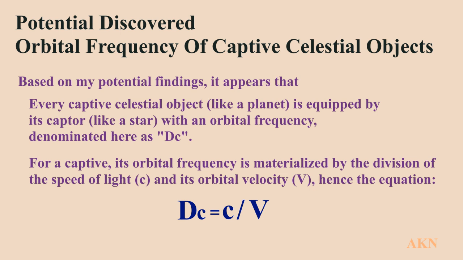celestial objects. Based on my potential findings, it appears that every captive celestial object, like a planet, is equipped by its Captor celestial object, like a star, with an orbital frequency denominated here as dc. For a captive, its orbital frequency is materialized by the division of the speed of light, c, and its orbital velocity, v, hence the equation dc equals c over v.